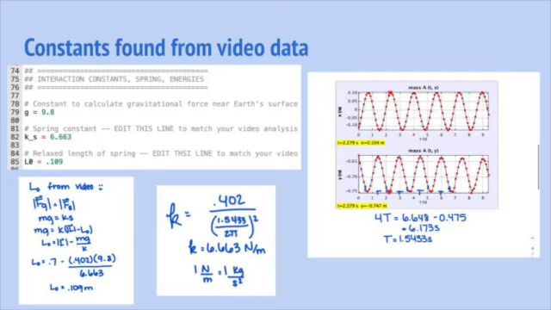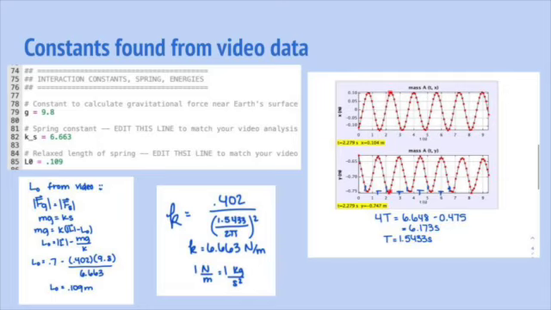Constants found from the video data. We need both Ks and L naught, which we can find using our video. First, we need to find the period. We find the average period of the oscillation by selecting two places on the graph that are a couple peaks apart. I chose 4 peaks. And we find that our period is 1.5433 seconds. Then we substitute that into our K formula, and we get that K equals 6.663 Newton meters.